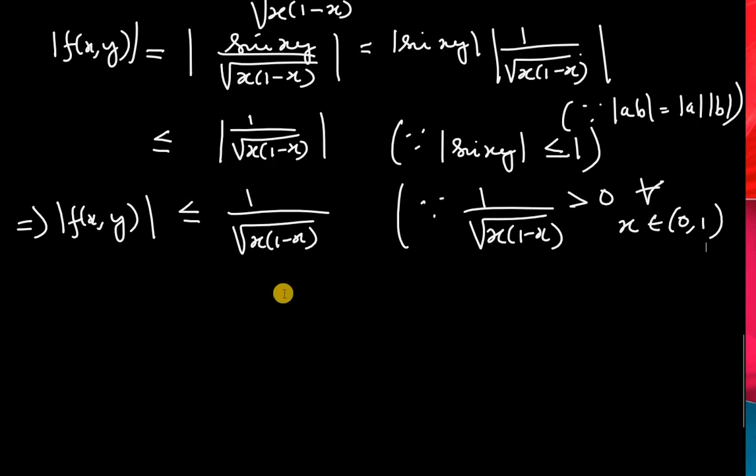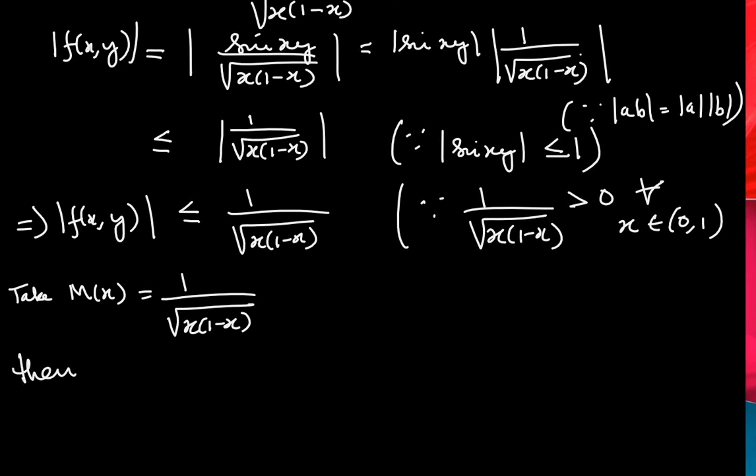Now you see that this function is in terms of x. So let us take M(x) to be this one. Take M(x) equal to 1 by square root of x into (1 minus x). Then what we notice, number 1, is that M(x) is always greater than 0, because in the interval 0 to 1, 1 by square root of x into (1 minus x) is always greater than 0 for every x belonging to the interval (0, 1).